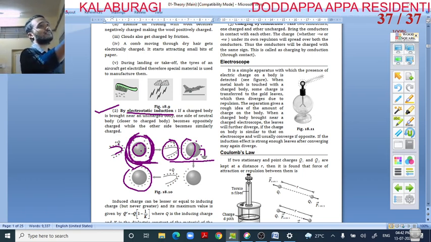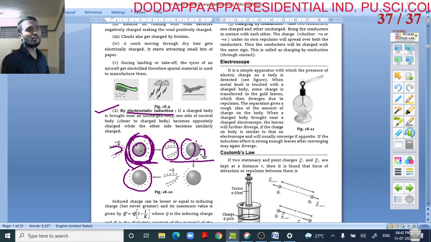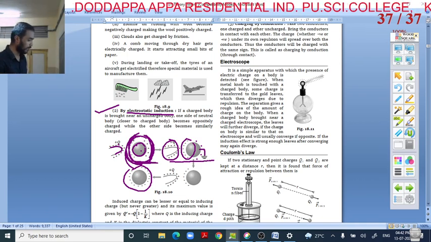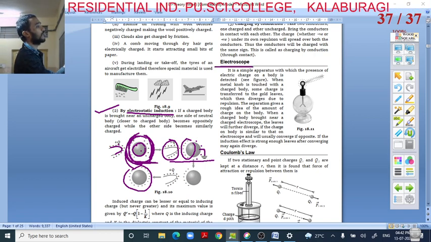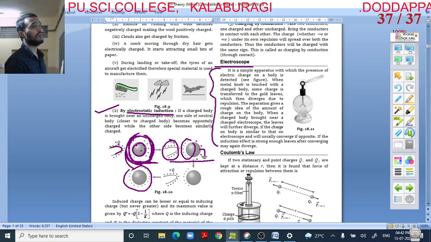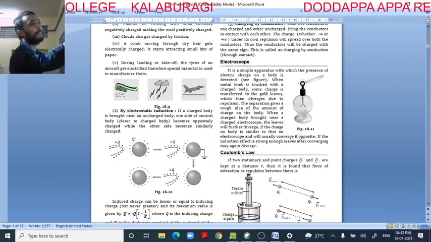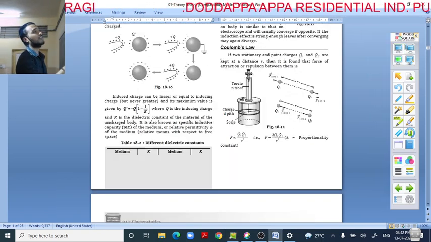So another last method is charging by conduction. That is not much important, everyone knows that. So the next thing is the electroscope. I am not going to discuss this. This is totally theoretical based.